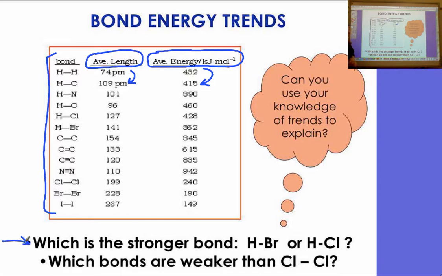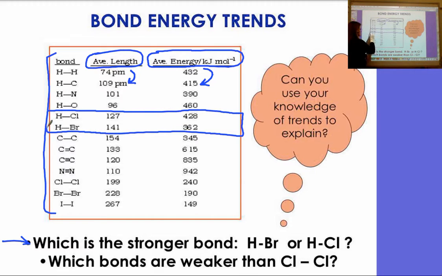Which bond is stronger, HBr or HCl? We're looking at these two right here. I can answer this question in two different ways. Which is the stronger bond? So the stronger bond would require more energy. Here's a higher energy number that says HCl is stronger. Stronger bonds are also shorter, so I can look at the length. Again, HCl has a shorter length, therefore it would be stronger.